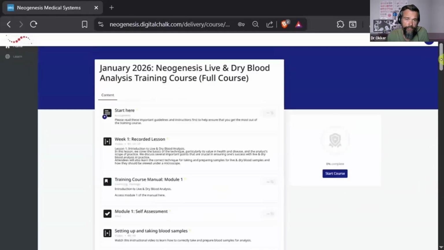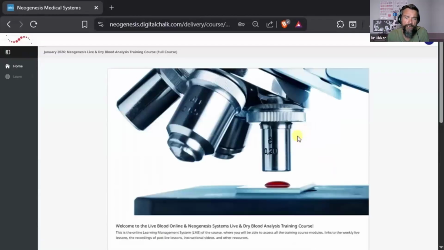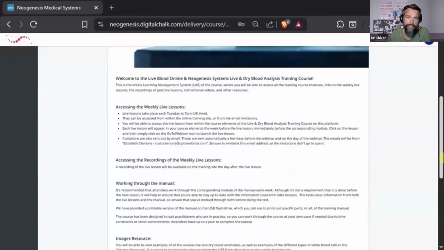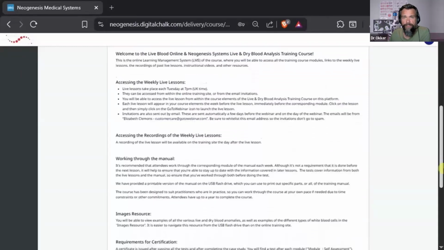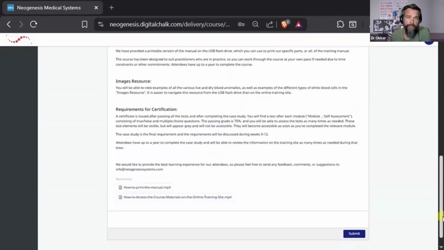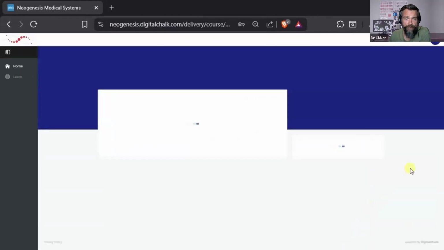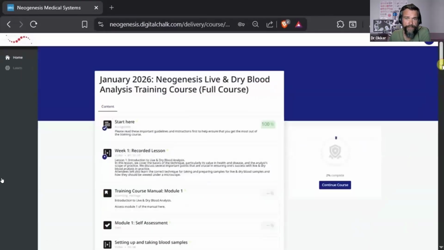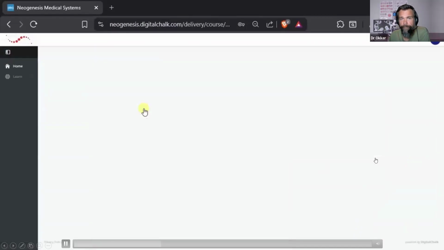Now, this is from one of our earlier courses, the January course. So there's already a recording that's visible on here that we will look at as well. So this is the first starting point, just some basic information that attendees can go through on how to access the course and some of the other materials that are provided as part of the training course. And you can see once you've completed the specific element, it actually shows the progress there as well.